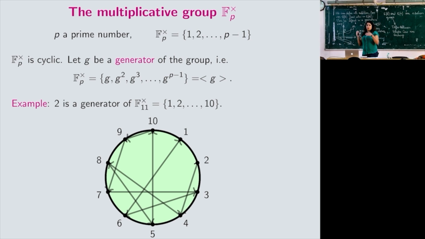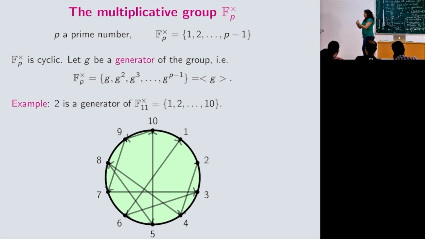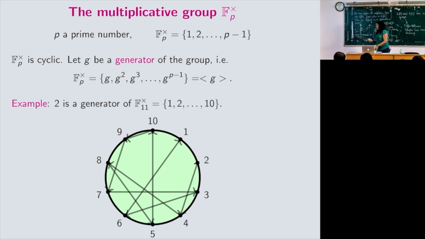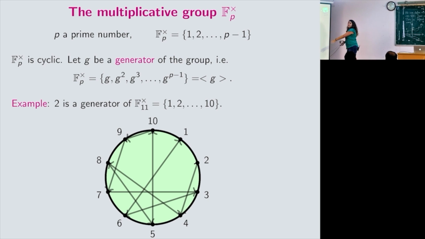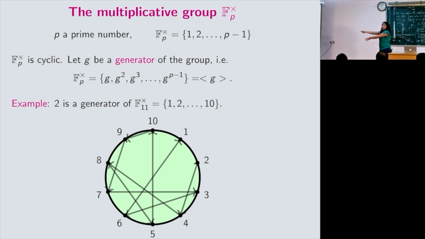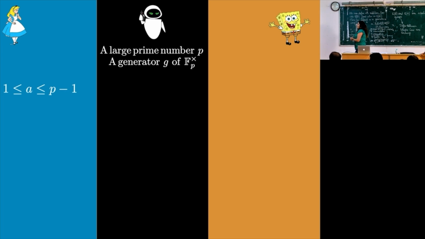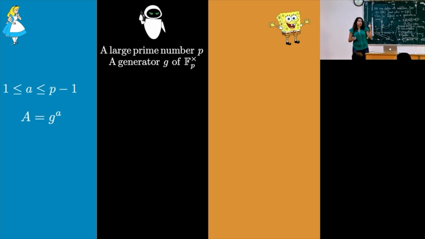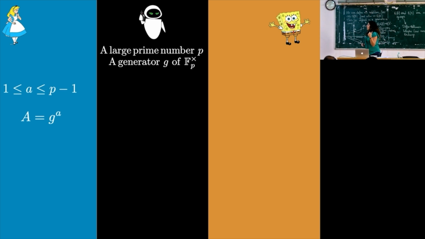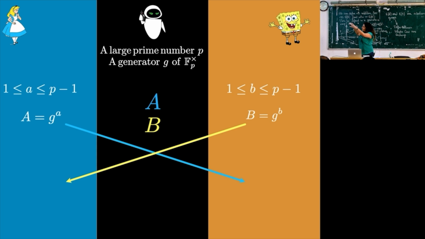So how do you use this? Alice and Bob want to arrive at the same key, the same secret at the end. Imagine that in the middle there is Eve, who sees everything that is transmitted over the public channel. In the black part, everything is public. So what do we have public here? The prime P, which is large, and a generator G of our multiplicative group. Everything in the blue part and the orange part is secret respectively to Alice and Bob.